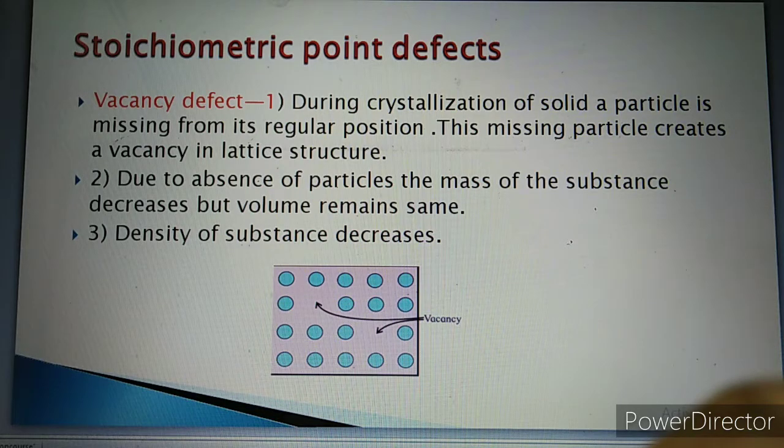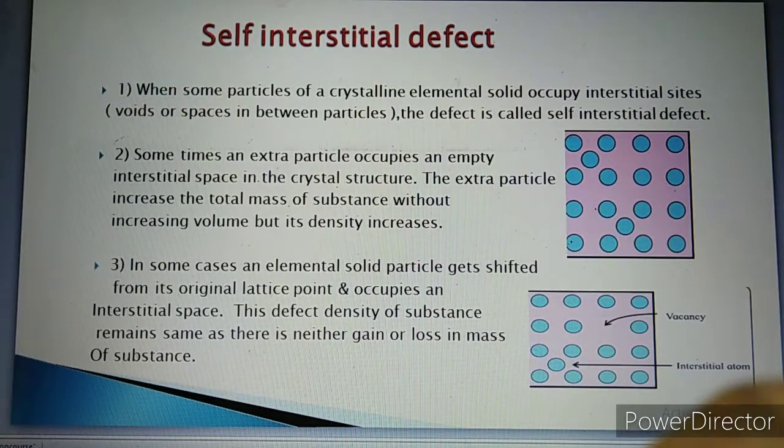The second stoichiometric point defect is interstitial defect in elemental solid. See, in self-interstitial defect, again, on the PPT it's given what self-interstitial defect is.